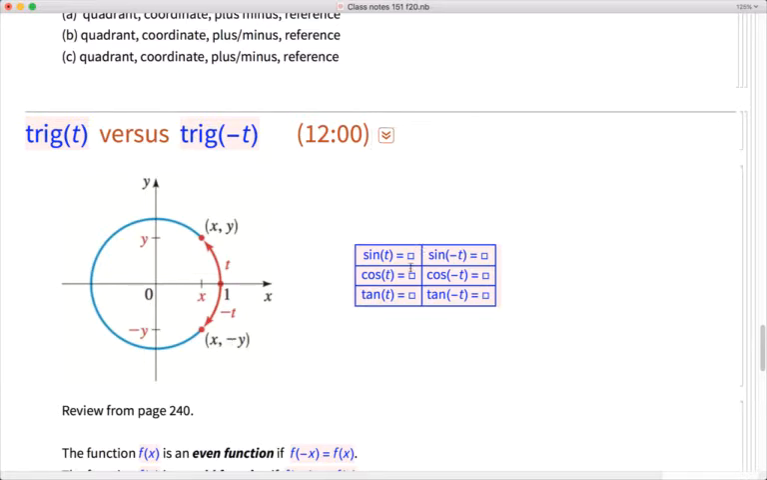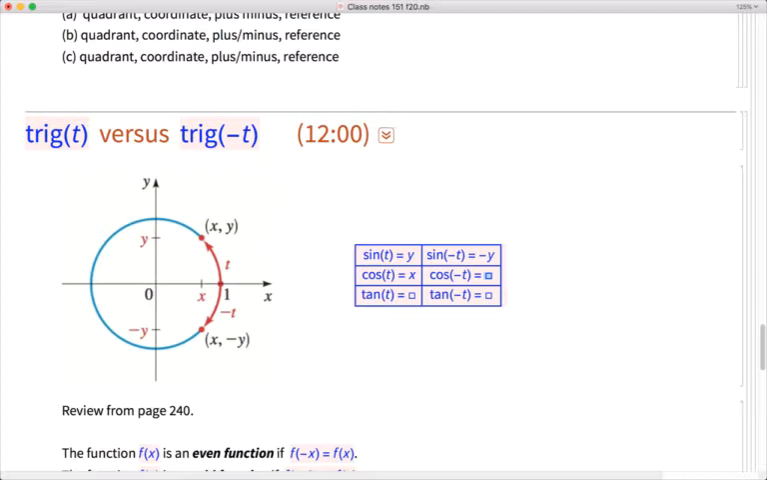The x coordinates will wind up being identical. So if we travel t or minus t, x's are the same, but the y's are going to be opposite. Okay, so if we travel a distance t, sine will be y, but if we look at sine of negative t, this will be a negative y. So sine of t and sine of negative t are opposites.